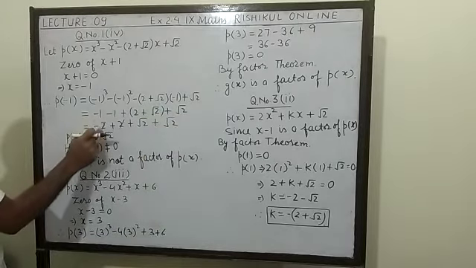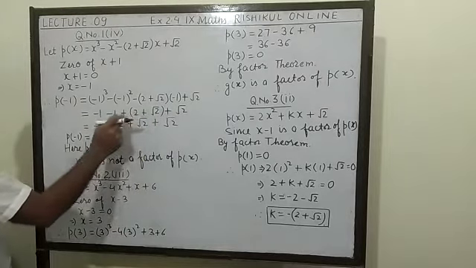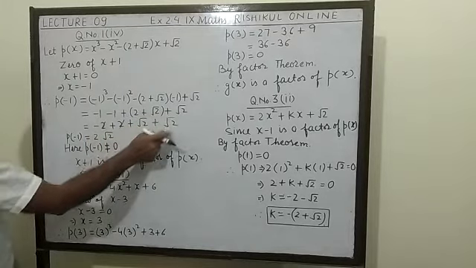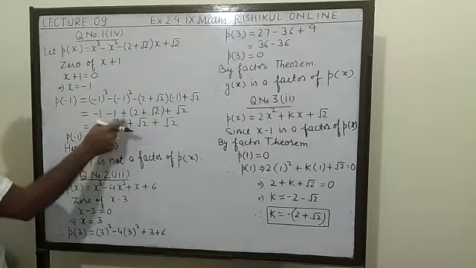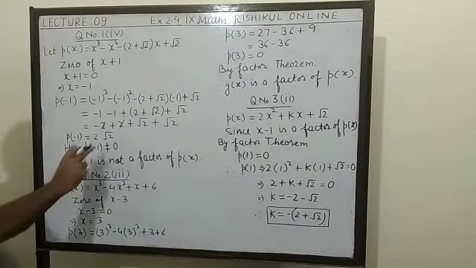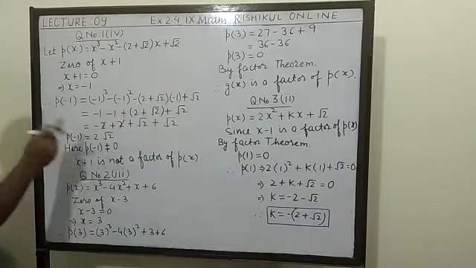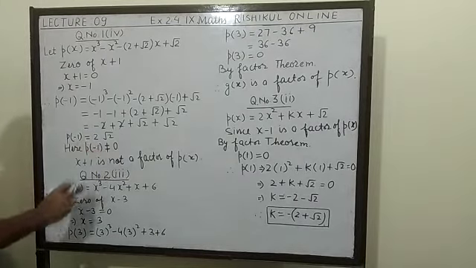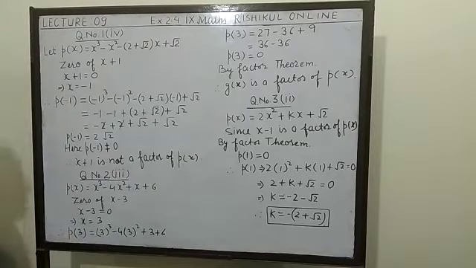Minus 1 minus 1 minus 2, bracket, you open this, 2 plus root 2 plus root 2. Minus 2 plus 2 will be cancelled out, and root 2 plus root 2 is 2 root 2. So after putting, P of minus 1 is not equal to 0, so you can say that x plus 1 is not a factor of this polynomial P of x. Clear?